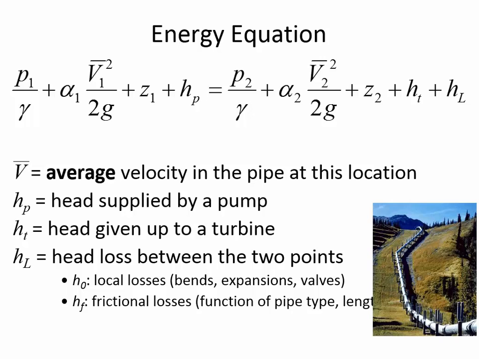H sub L stands for head loss, and it has 2 components. H naught, which is the local losses, and H sub F, which is frictional. So don't confuse H sub L to think that it means local losses. It's just one of those unfortunate things that L makes people think sometimes of local instead of just losses. Head loss overall has two ways that energy can be lost as the flow goes from one place to another.